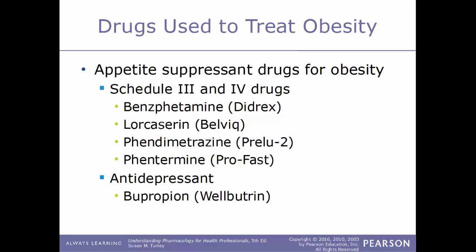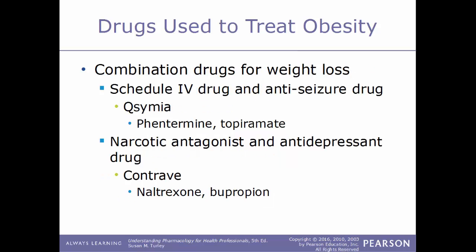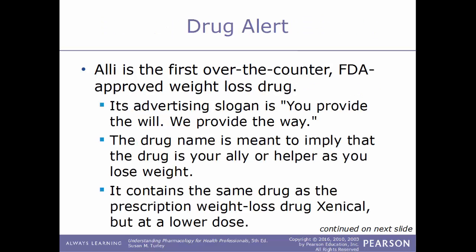So another type of appetite suppressant would be an antidepressant. An example of that would be bupropion, which is sold under the name Wellbutrin. In addition to those, you can have combination drugs that are used to treat weight loss. So you may see a combination of a Schedule 4 drug along with an anti-seizure drug. An example of this would be Qsymia, which is a combination of phentermine and topiramate. You also have a combination of a narcotic antagonist and an antidepressant drug, such as Contrave, which is a combination of naltrexone and bupropion.